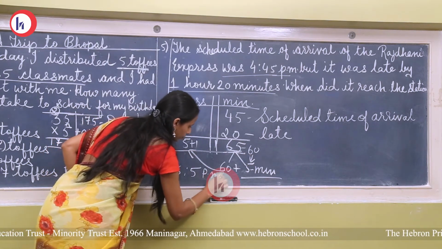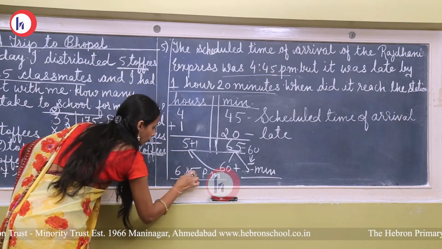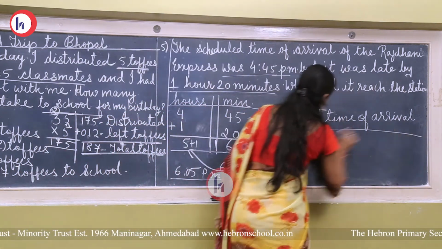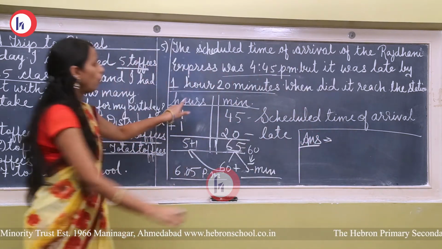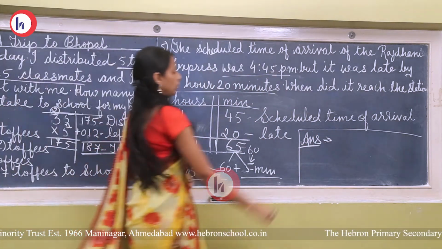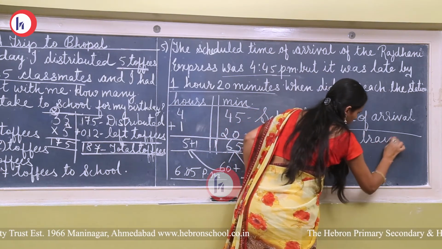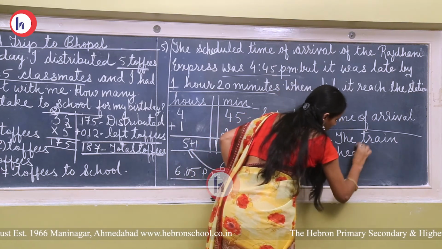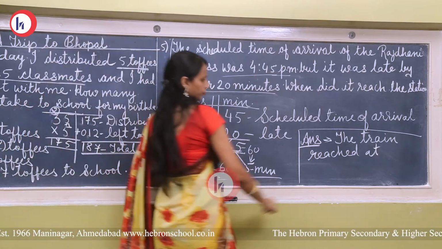p.m. Okay. Answer. When did it reach the station? The train reached at 6:05 p.m.